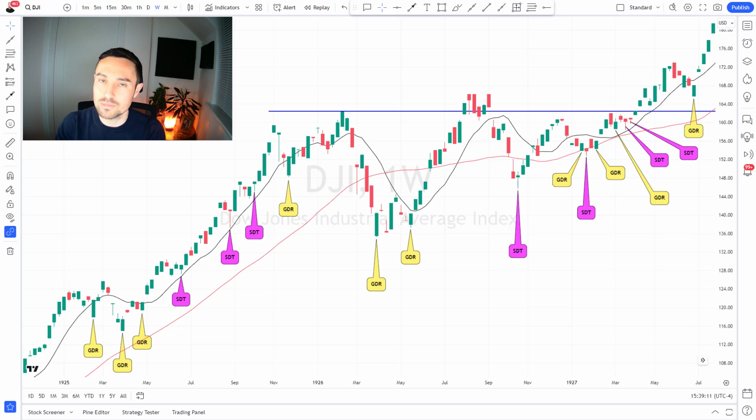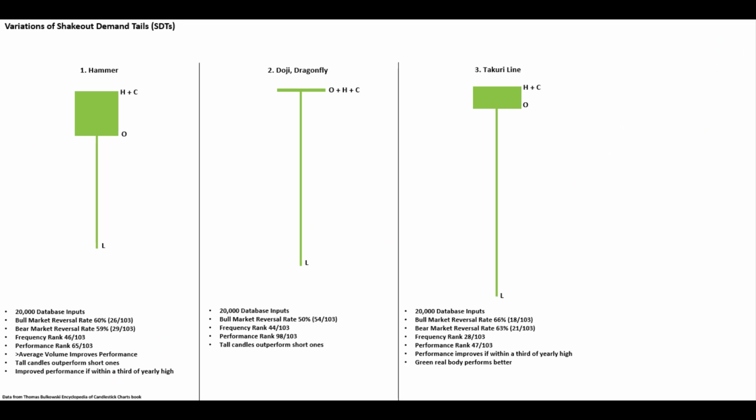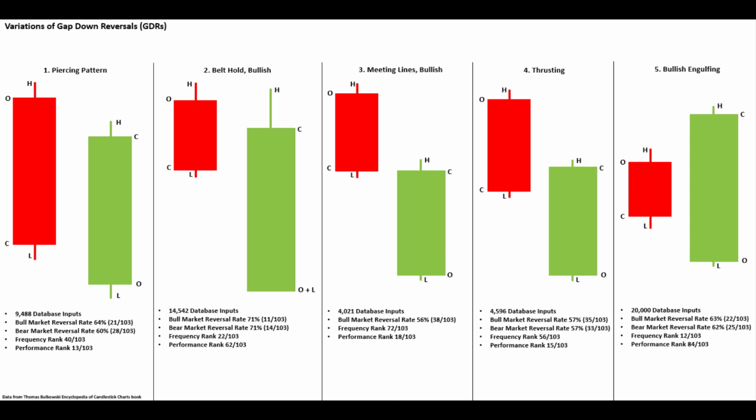The two types of candlesticks I'm going to be teaching you about are variations of what I call shakeout demand tails. These are hammer candlesticks, doji dragonflies and takuri lines. The second type of candlestick is what I call a gap down reversal bar. These are variations of piercing patterns, belt hold bullish, meeting lines bullish, frosting, and also bullish engulfing candlesticks.